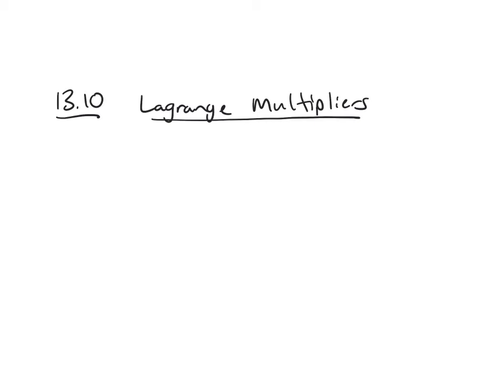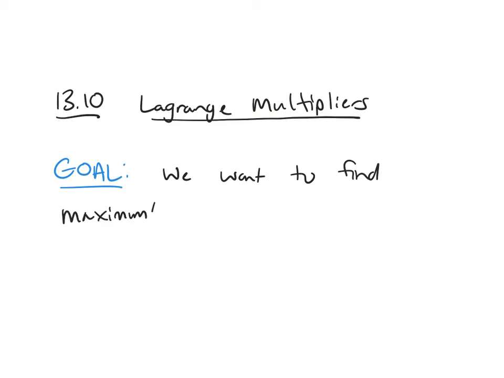So I kind of want to start this section with a goal. And what is our goal or our focus for this section? What we want to do is we want to find maximum and minimum values of a function of more than one variable.